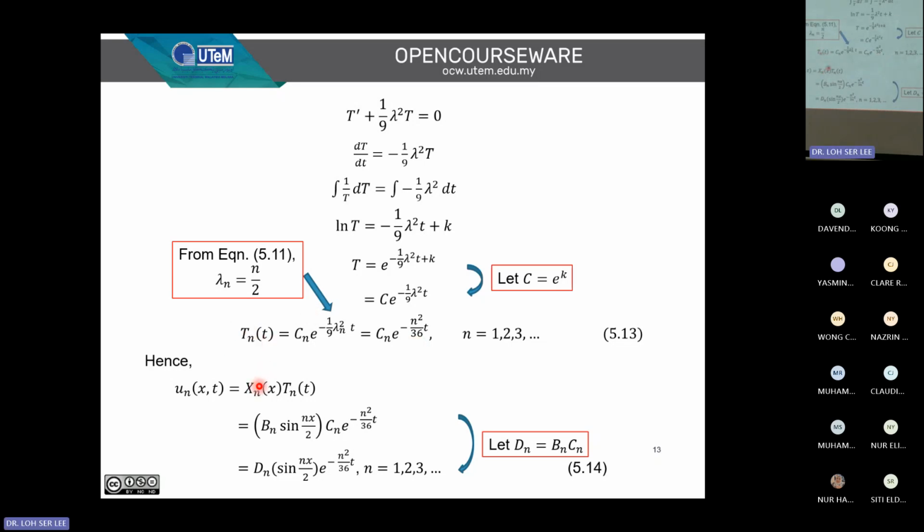Then you have obtained the Tn. So when you have Xn times Tn, the u must be un. So Xn just now, this one, Tn here. When you put them together, we can combine the Bn and Cn as Dn. We combine the constants as Dn. So we have sine and exponential function. This is your un.